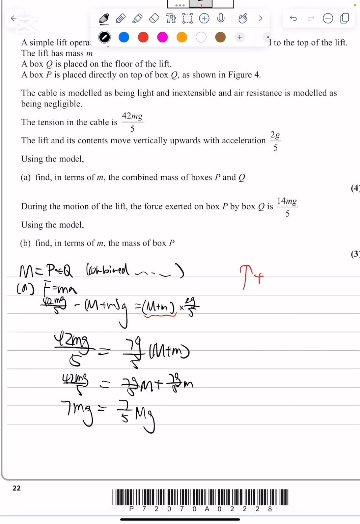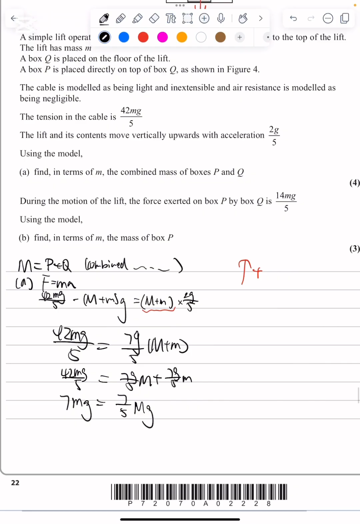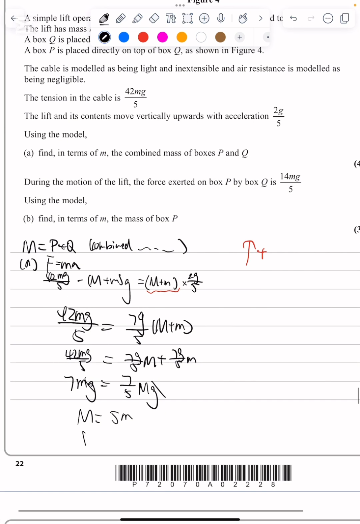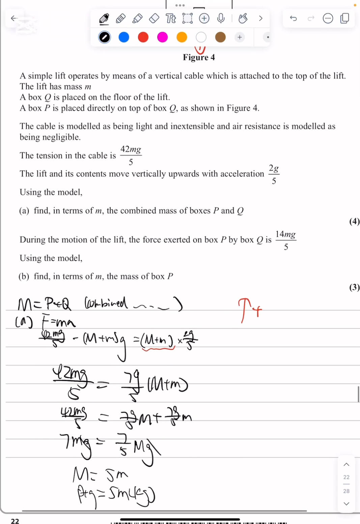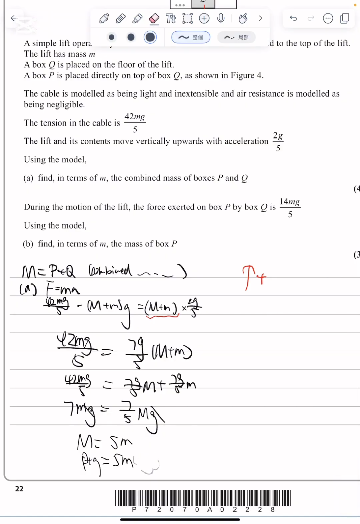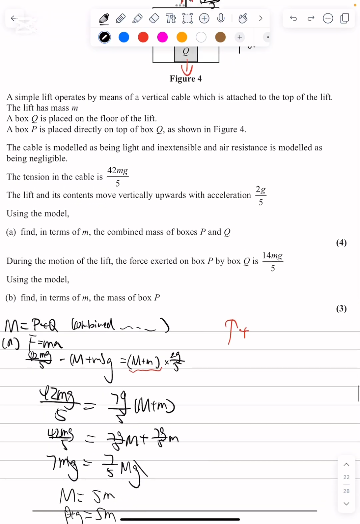And then what do we need here? Oh yeah, we are finding big M, right? So big M equals, g cancels out, and that would be 5m. So P and Q will have a combined mass of 5m. Oh wait, I don't have to write kg because it doesn't say what unit it is.